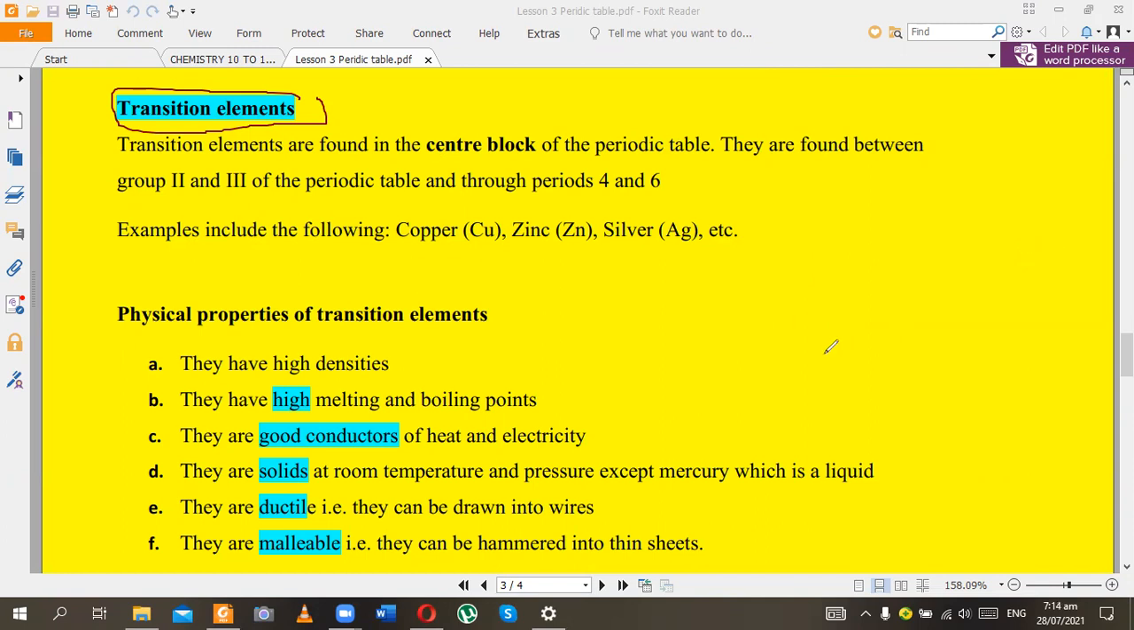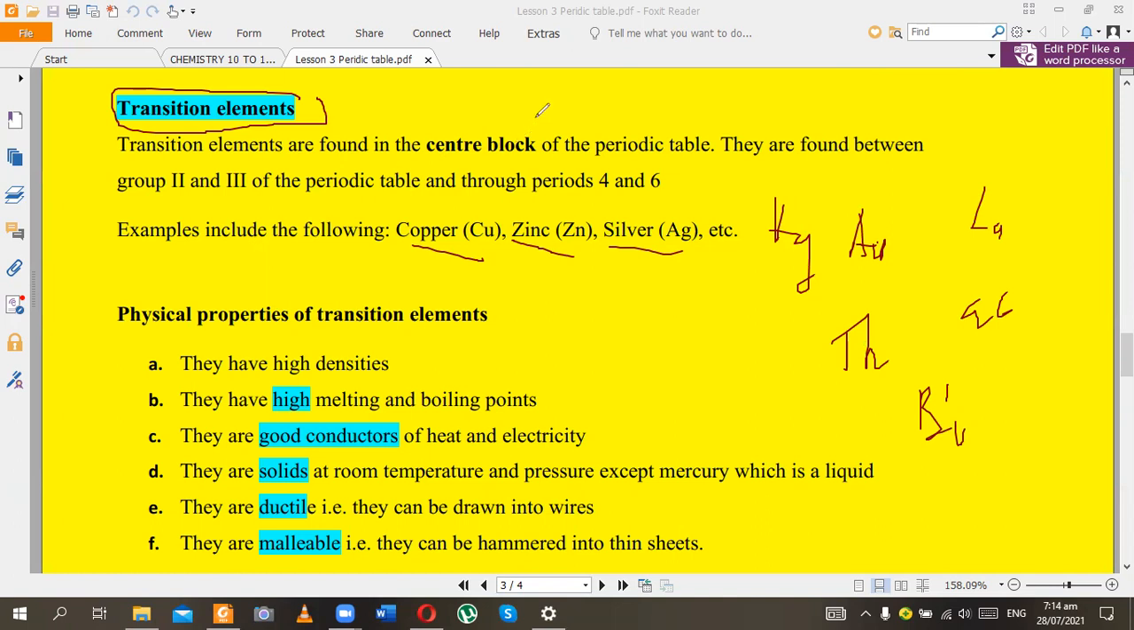Now, quite a lot. We can just maybe look at the examples. We've got copper, Zn, zinc, silver, Ag, mercury, Hg, gold, Au, okay, lanthanide, La, actinide, Ac, thorium, Th, bismuth, Bi. They're quite a lot. All these are the ones called transition elements.